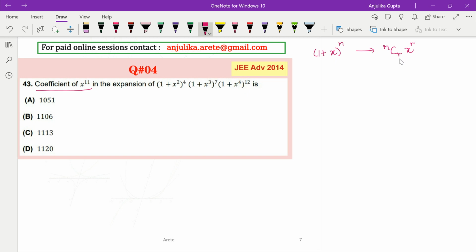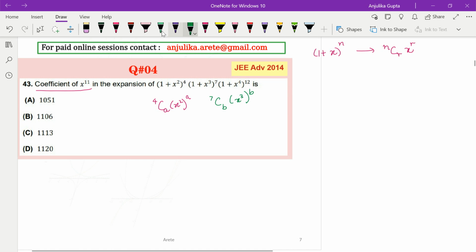Exactly the same thing we have to apply here. Here you see that instead of x you have x squared, and instead of n you have a 4. So what's the general term here? You are going to write 4Ca, let's write a for this, and x squared to the power a. That's the general term. What's the general term for the second one? Instead of n you have a 7: 7Cb, and then you have x cubed to the power b.